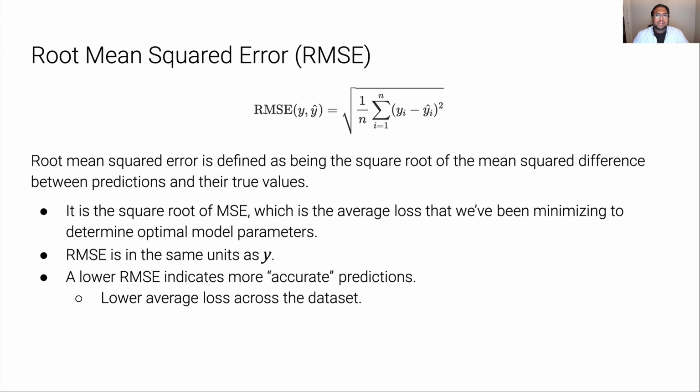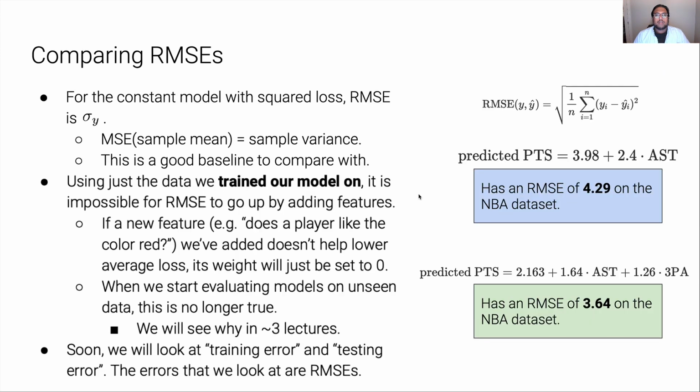Now, our goal when fitting our model to our data was to find the model parameters that minimized mean squared error. So that means low values of mean squared error, and consequently root mean squared error, mean that our model makes more accurate predictions. So when it comes to comparing models, we say a model that has a lower root mean squared error makes more accurate predictions.